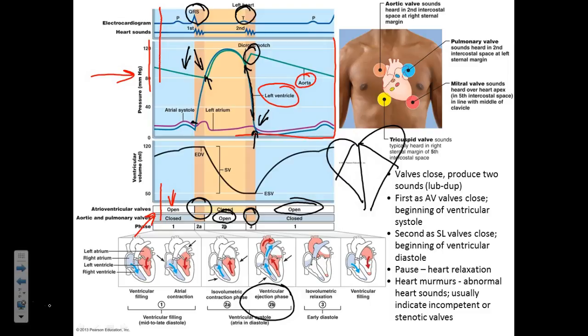Right? If there's an opening, like an AV valve, after the atrial contraction it still has a little hole in it. The blood will go back from the ventricle to the atria. It will produce sounds. If the valve is stenosed, which means the opening of the valve is smaller than it should be, the blood flow will be altered. It will also produce sounds.